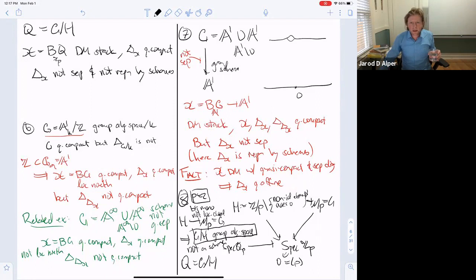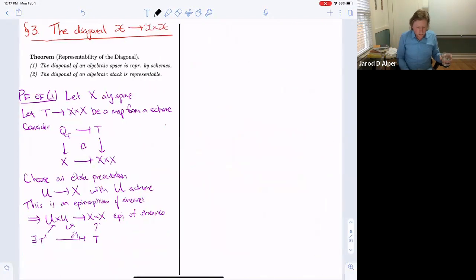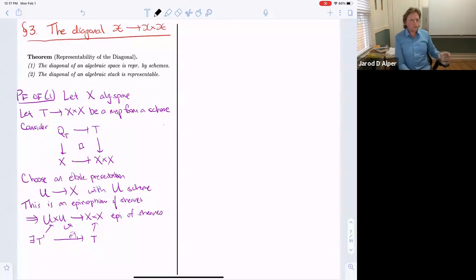Okay, let's go to the goal of today's lecture, which was the properties of the diagonal. This is the main theorem of today. The diagonal of an algebraic space is representable by schemes, and the diagonal of an algebraic stack is representable by algebraic spaces. This is what we need to prove. I've cheated by writing a little bit here. We're going to first do the first part.